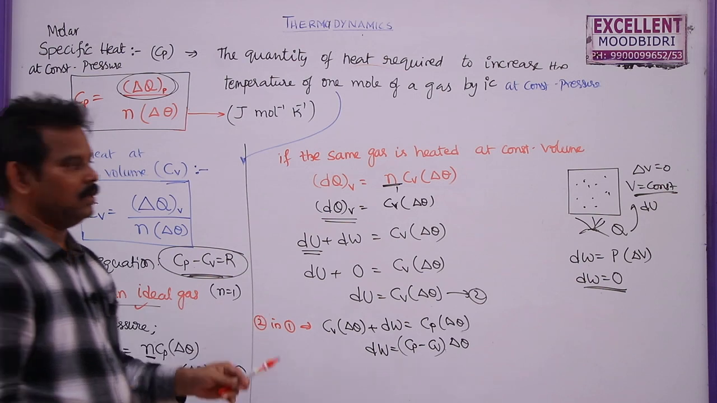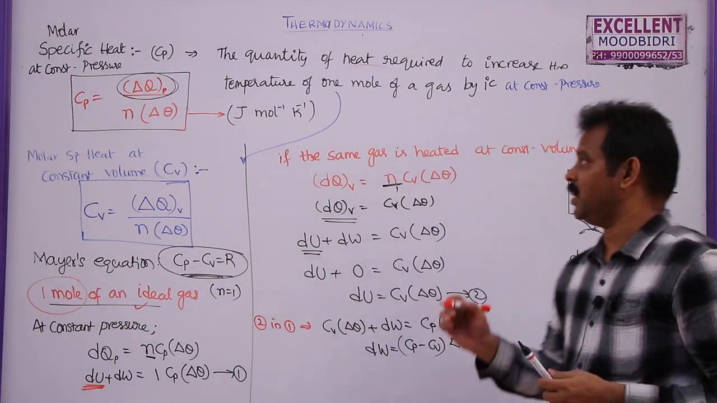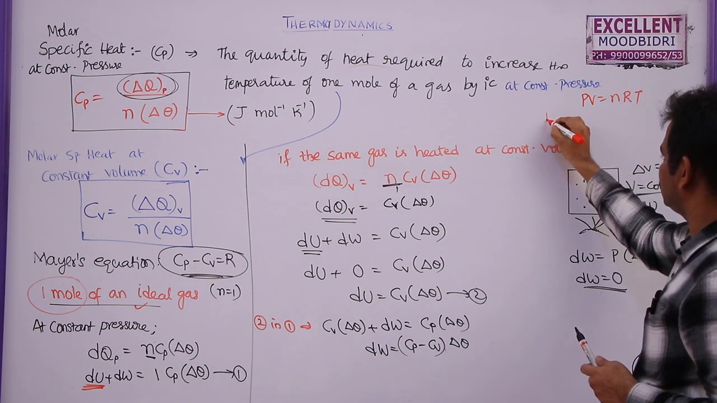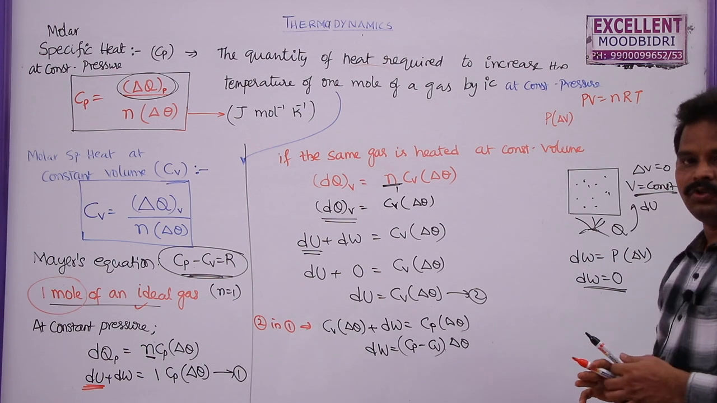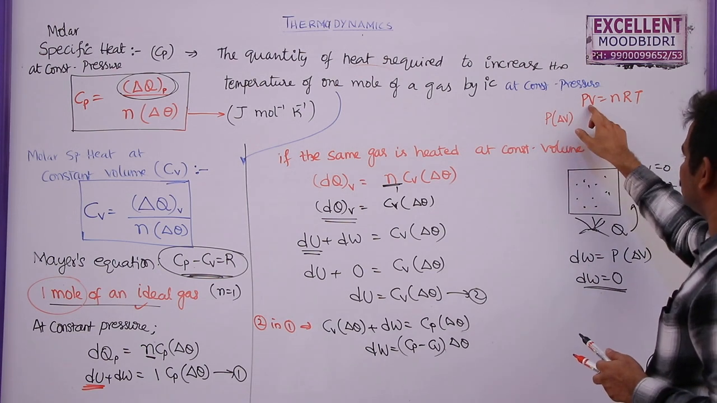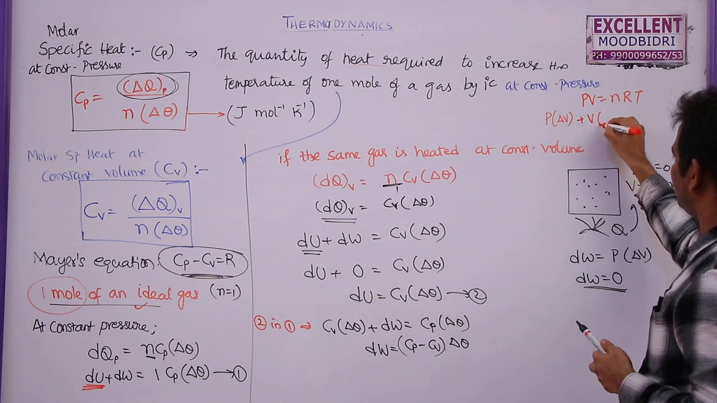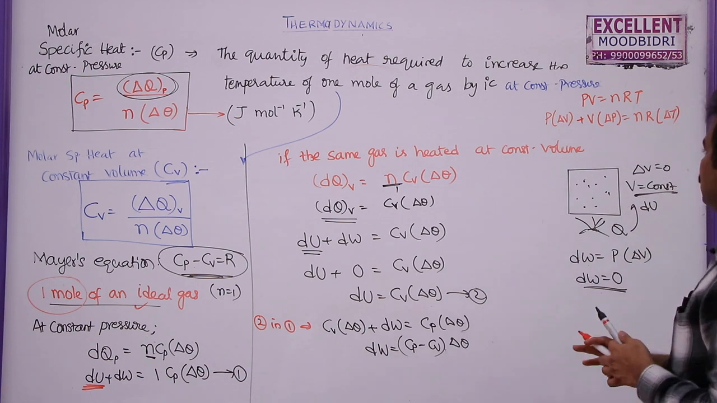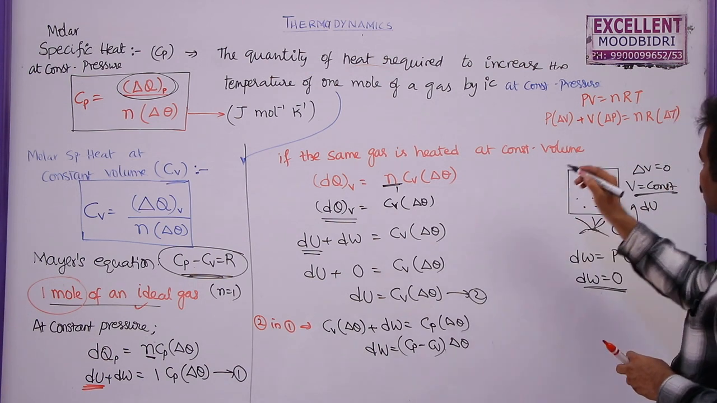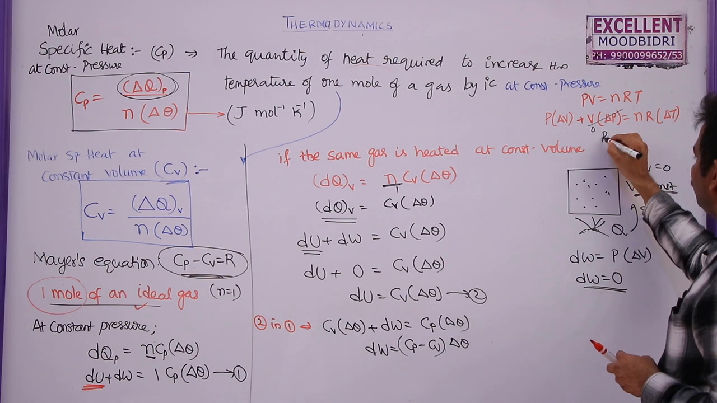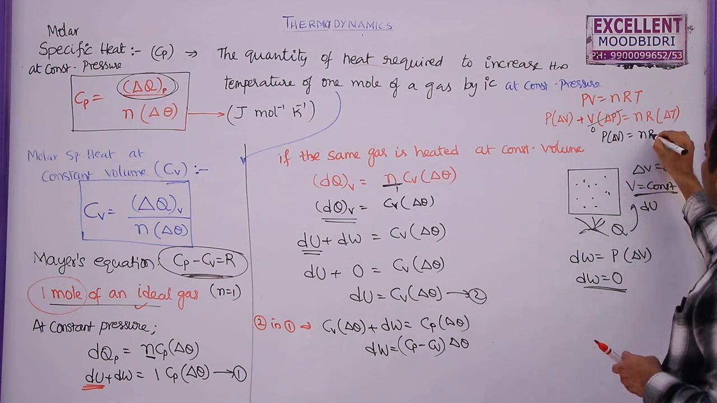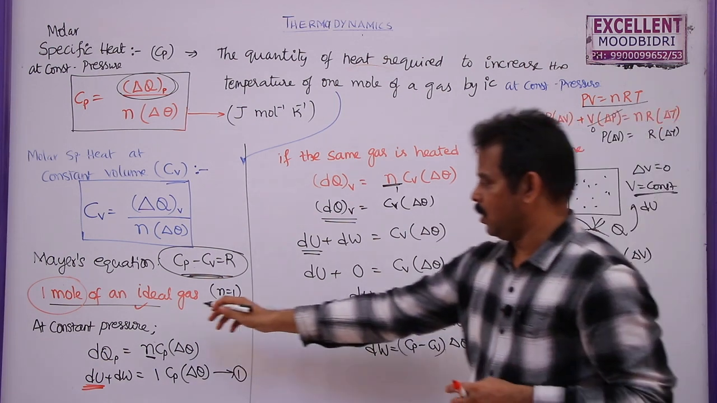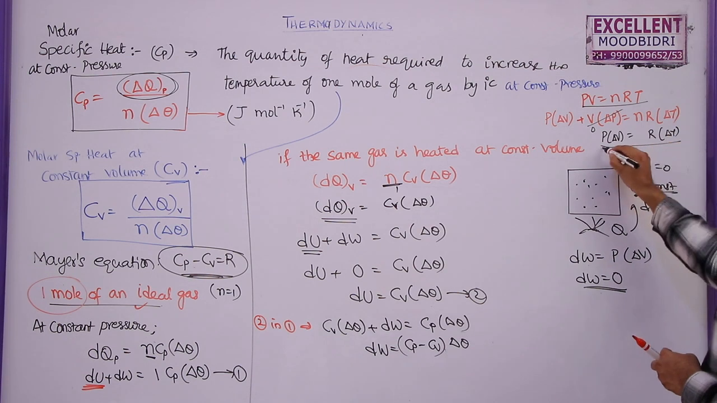But any ideal gas obeys the ideal gas equation, which is given by PV is equal to nRT. So if you differentiate this one, P into dV, that is the UV formula: first pressure is constant, change in volume, plus volume is constant, change in pressure, is equal to n constant, R constant, delta theta. But as the pressure is constant, delta P is 0. So P into delta V is equal to nR delta T, as n is equal to 1, because I am taking 1 mole of an ideal gas.